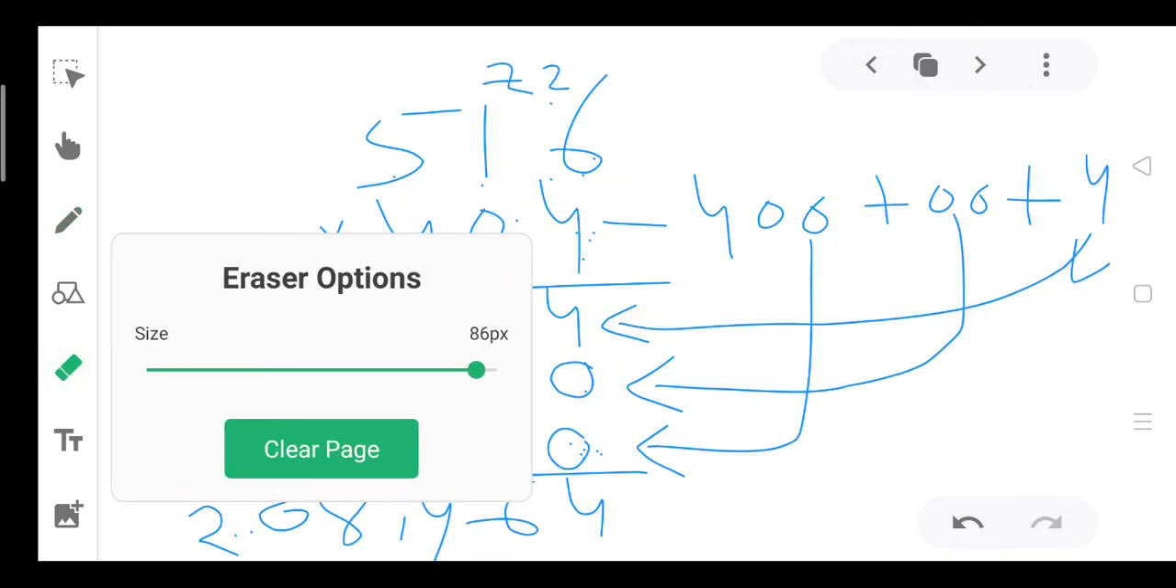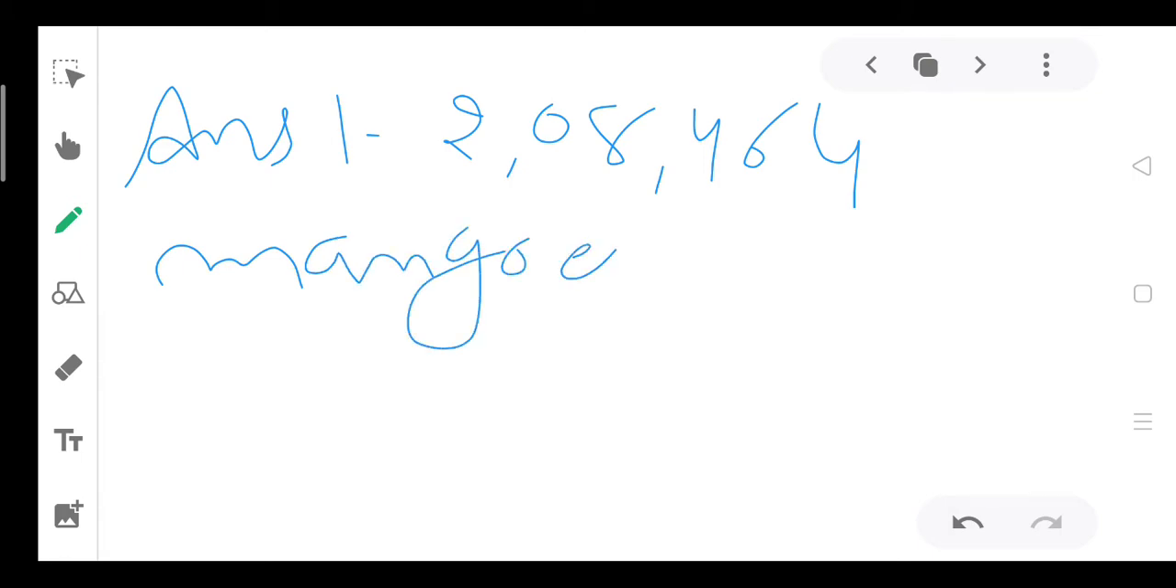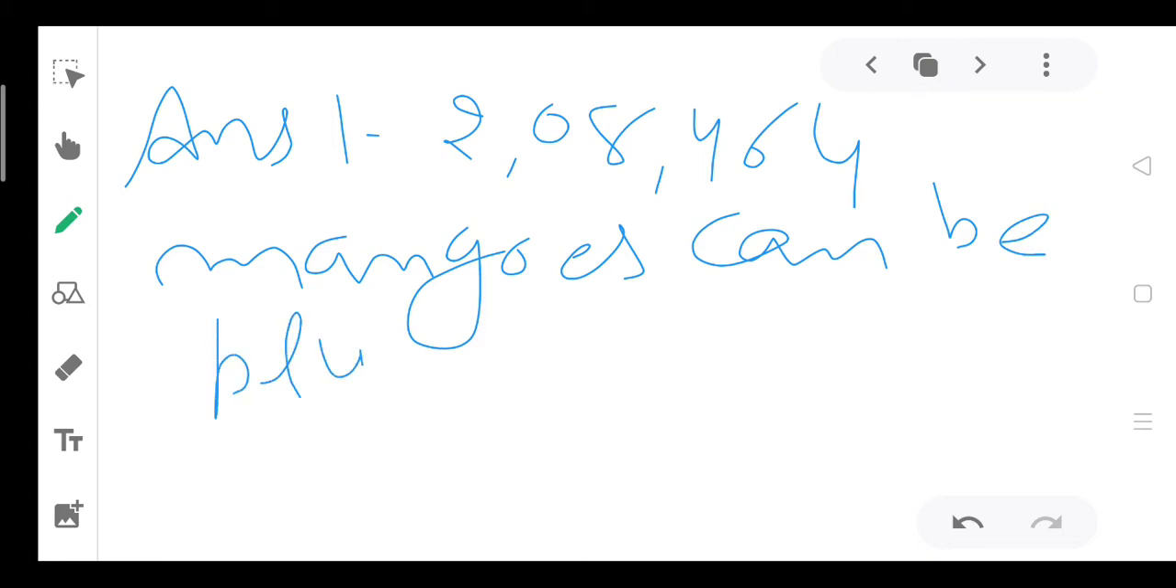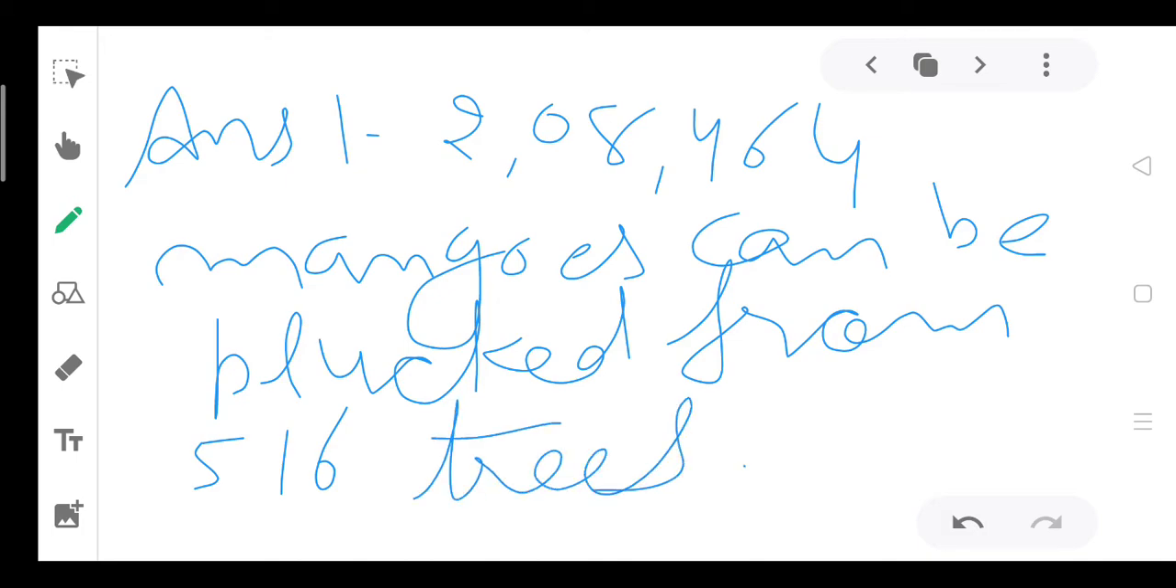You can write the complete answer also. You can write like this: 2,08,464 mangoes can be plucked from how many trees? From how many trees did we pluck this? From 516 mango trees. This is your answer. So in this way you can do this question.